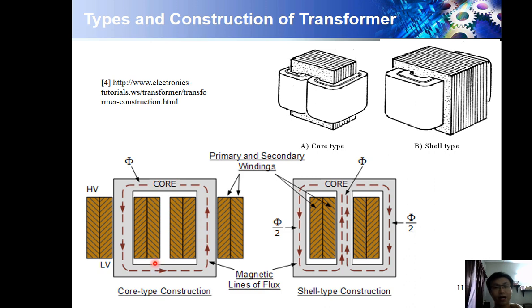That's why we call it a core type transformer. Then another one is a shell type. We have a high voltage and a low voltage, or low voltage and high voltage. Then the flux will flow from the center to the left side and right side, where the flux is divided into two. So for example, this is flux, and this will be flux divided by 2, flux divided by 2. While in the core type construction, the flux flowing through the core is the same.